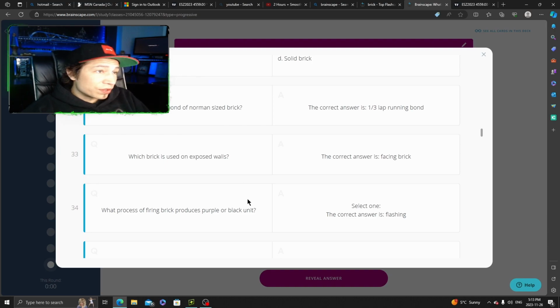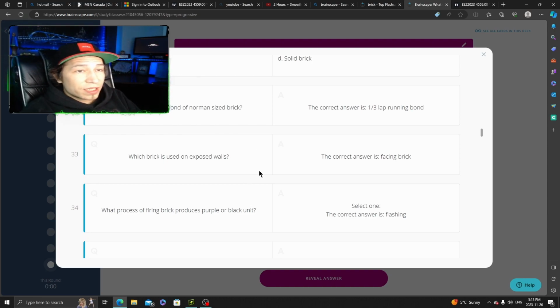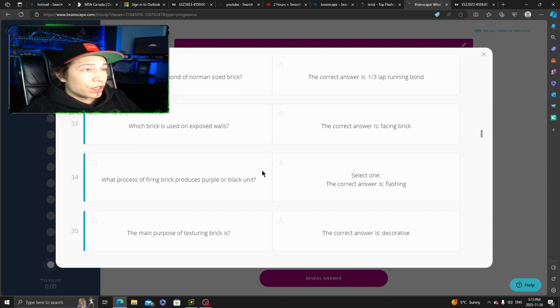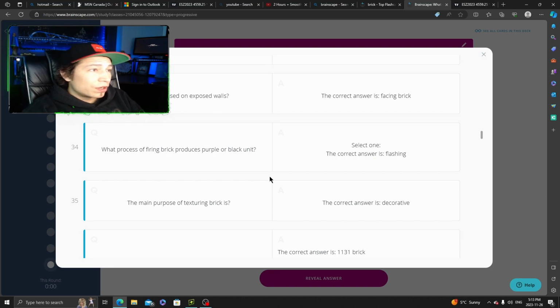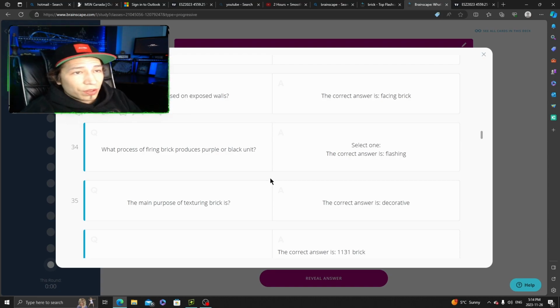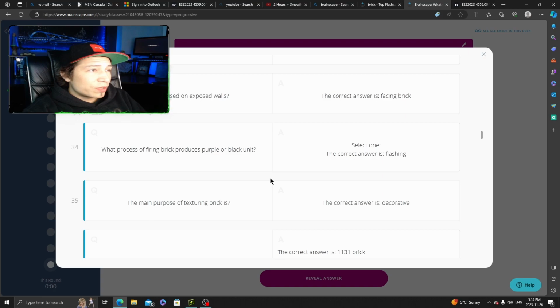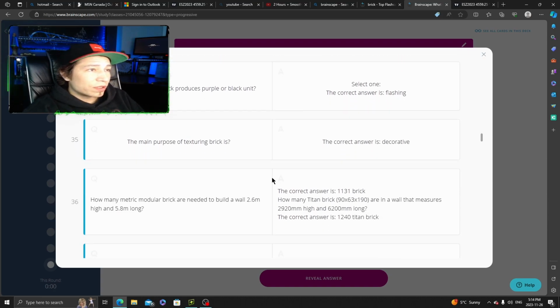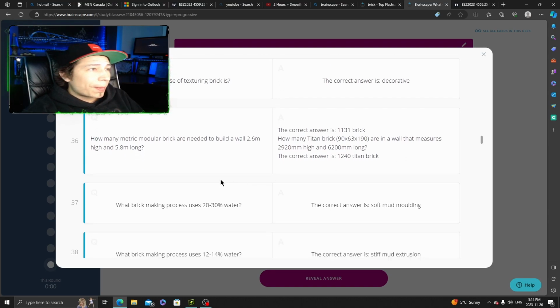Which brick is used on exposed walls? Facing brick. Facing brick is used on exposed walls. What process of firing brick produces purple or black unit? Flashing. Flashing process of firing brick produces purple or black unit. The main purpose of texturing a brick is decorative.